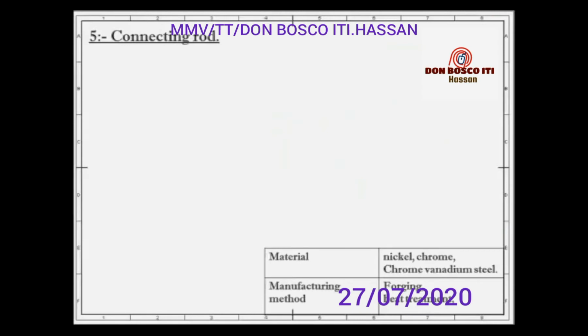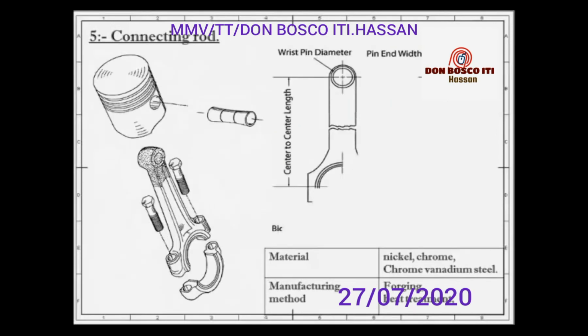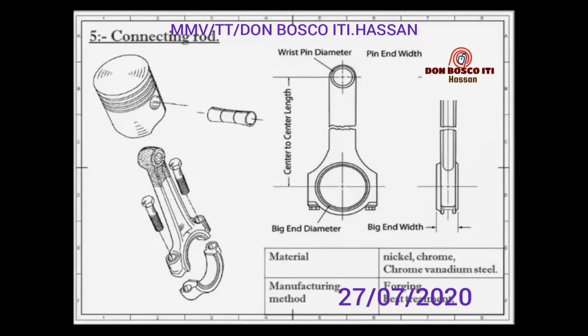Next is the connecting rod. A connecting rod connects the piston to the crankshaft and transmits the motion and thrust of the piston to the crankshaft. It converts the reciprocating motion of the piston into rotary motion of the crankshaft. There are two ends of the connecting rod. One is known as the big end and the other as the small end. The big end is connected to the crankshaft and the small end is connected to the piston by use of a piston pin.